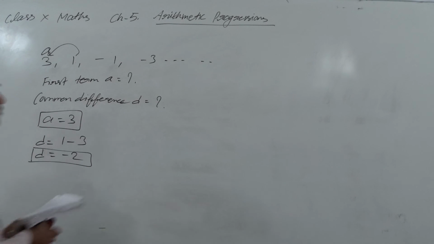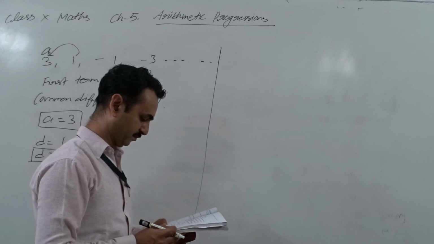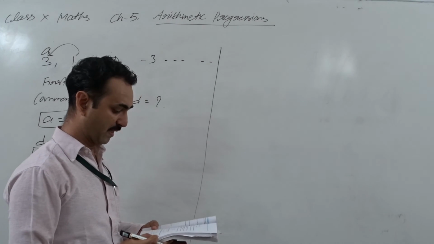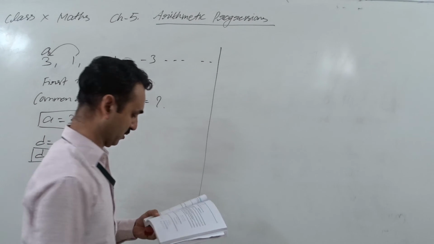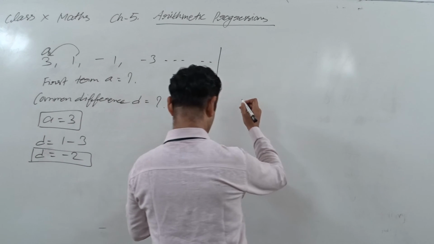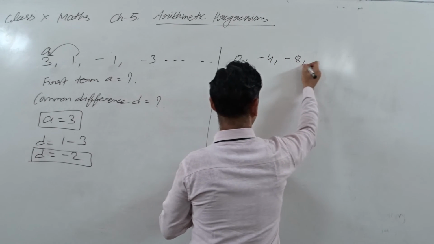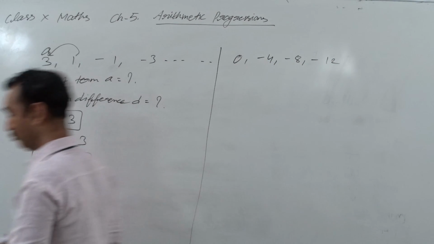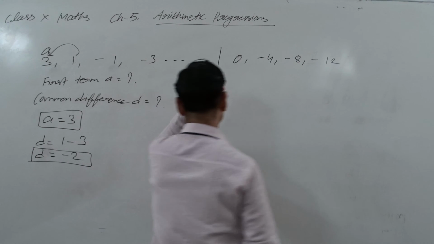Now let's take one more example, one more question. We have to check whether the given series is an AP or not. Let's take the question: 0, minus 4, minus 8, minus 12. We have to check whether this series of numbers is an AP or not.